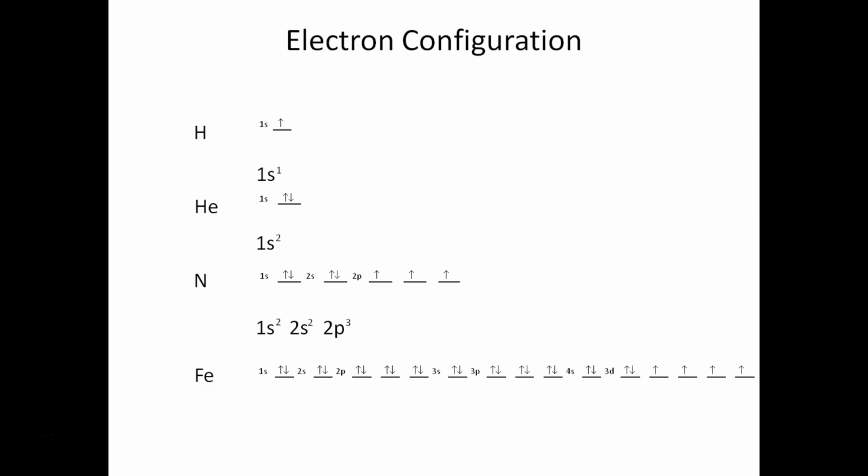Okay, and if we look at iron, it has 2 electrons in the 1s, 2 electrons in the 2s, 6 electrons in the 2p, 2 electrons in the 3s, 6 electrons in the 3p, 2 electrons in the 4s, and it has finally 6 electrons in the 3d. So that would be its electron configuration.